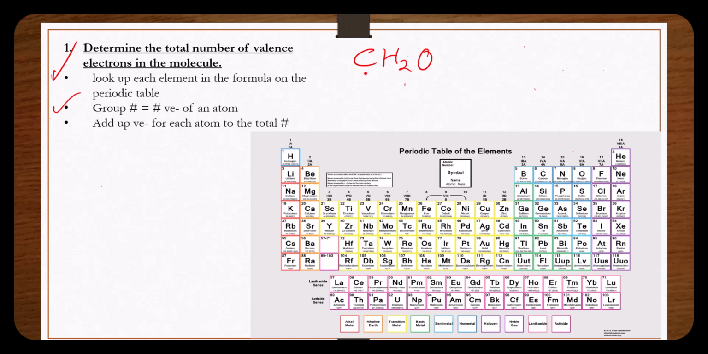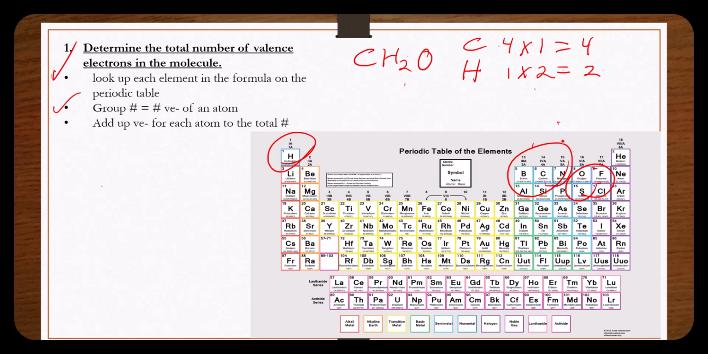So, for example, carbon is right here, and it's in group number 4A. It has 4 valence electrons. And there's 1 carbon, so for the carbon element, we would have 4 valence electrons. And hydrogen, it's in group 1A right here, so it has 1 valence electron. And there are 2 atoms, which would give us 2 valence electrons. The next element is oxygen, which is right here in 6A, and there's 1 oxygen. There's 6 valence electrons, and there's 1 oxygen. So that would give us 6 valence electrons for oxygen.